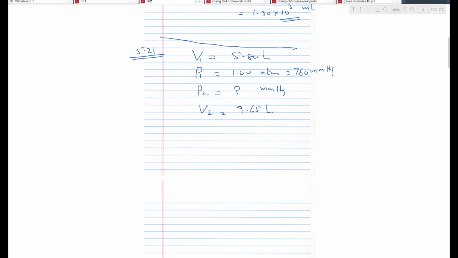Temperature is constant, so what law do I have to apply? Boyle's law. So P1V1 is equal to P2V2. I can use any unit but the same unit for both pressure and volume. I have to figure out P2. P2 is equal to P1 V1 over V2. Just plug in the values. P1 is 760, using it directly.